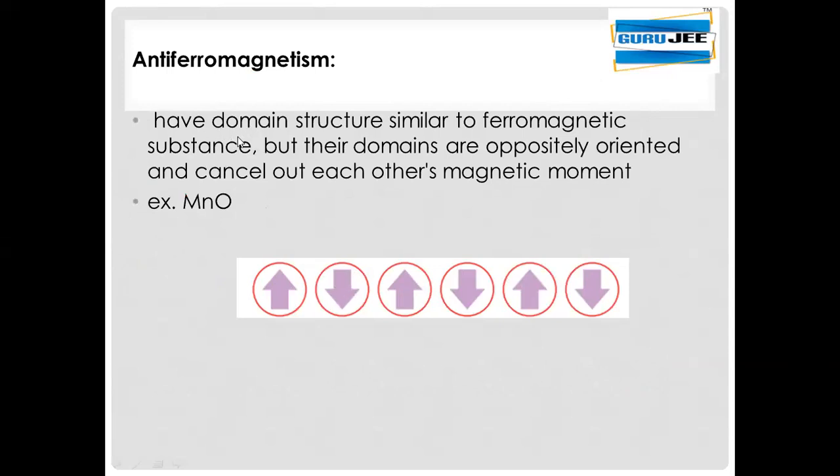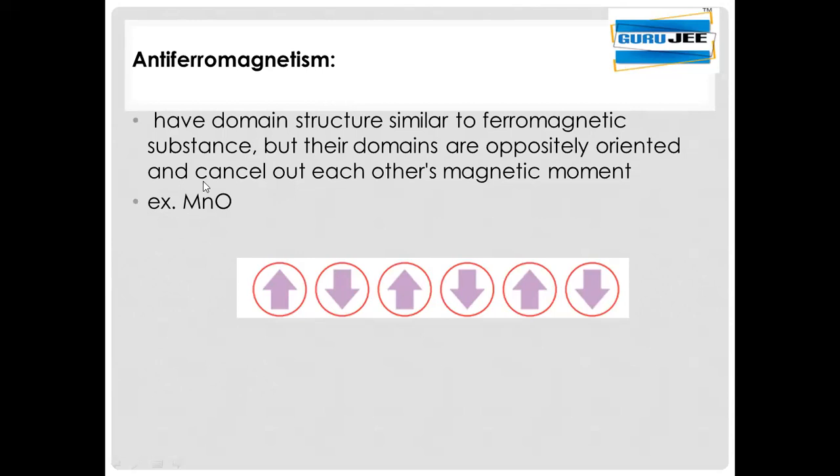So they have a domain structure similar to a ferromagnetic substance, but they are oppositely oriented and can easily cancel out each other's magnetic moment. So here it is a temporary magnet. There will be no magnetic property here because the electrons cancel their magnetic properties. Why? Because some are spin up and some are spin down, isn't it? That's why the magnetic moment gets cancelled. Do you understand? Yes, ma'am. Okay, you just copy down this diagram only.